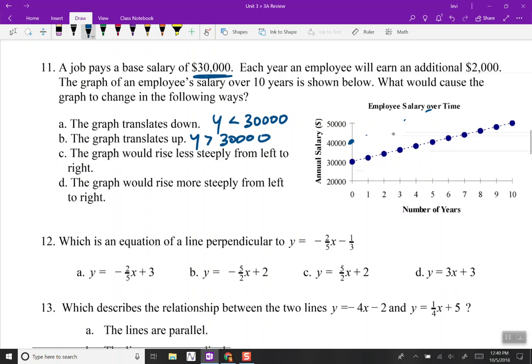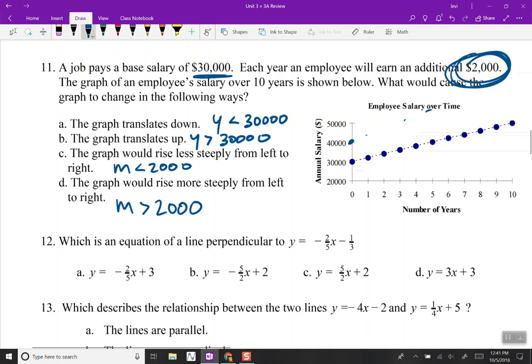The graph would rise less steeply from left to right. So if we rose less steeply, would mean we'd get less than $2,000. And that would be our M. Our slope would be less than $2,000 if we wanted to be less steep. And the graph would rise more steeply. That would mean that our slope would be, if we got more than $2,000 raise each time, so it would be more than 2,000.